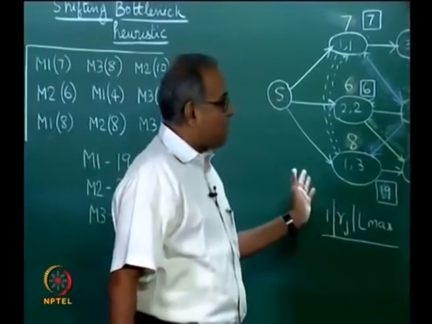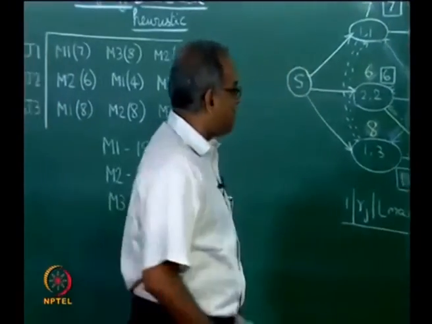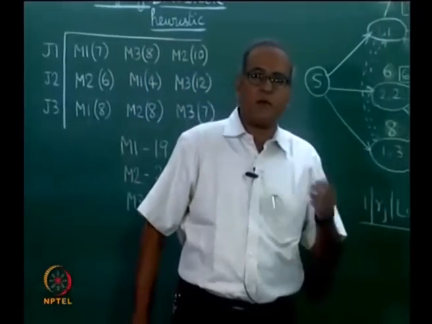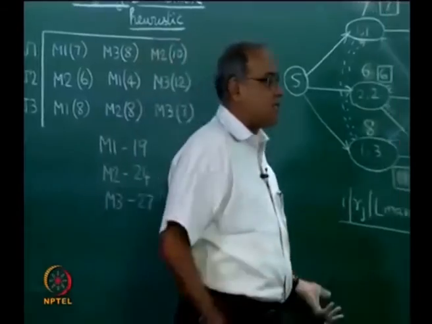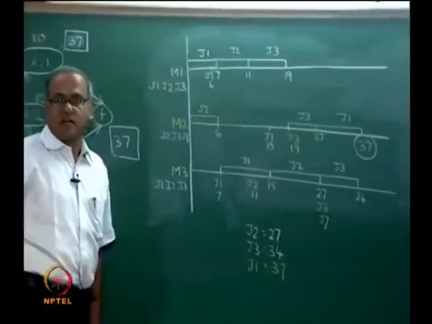So, shifting bottleneck heuristic does not guarantee the optimal solution, but it provides an excellent alternative to a dispatching rule based approach to solve the problem, because any dispatching rule based solution would give us a certain Gantt chart.